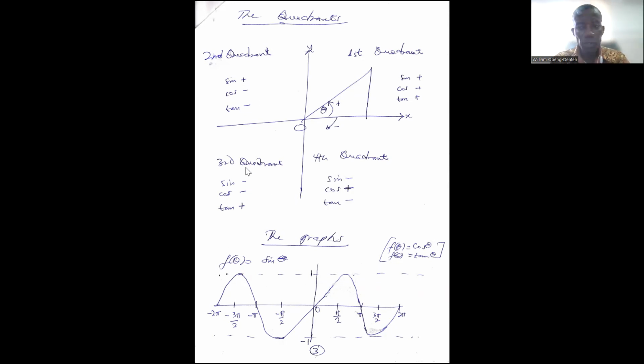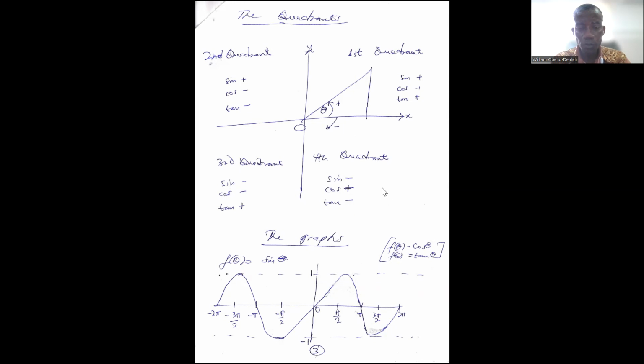Now, in the third quadrant, we will see that if we have a right-angled triangle, then our adjacent is negative, the opposite is also negative. So it will affect sine, it will affect cos, but tangent will be negative over negative, so that will be positive. So in the third quadrant, it is only tangent that is positive, while sine is negative and cosine is negative.